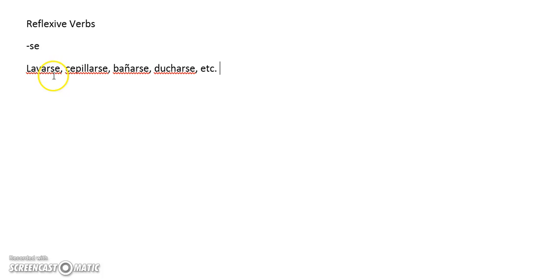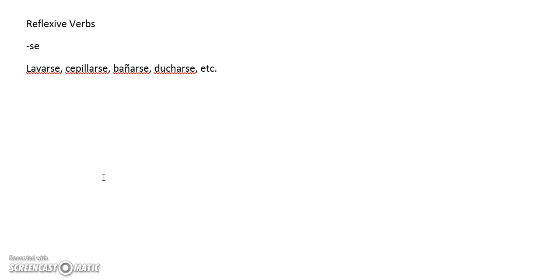There are a certain number of verbs in Spanish that are called reflexive verbs. You can find these verbs because there is generally a se on the end. Notice the dash. That does mean that there's something that comes before it, like lavarse, or cepillarse, or bañarse, or ducharse, etc. If you take off the se, you'll notice there's an AR on there, so it looks like a verb you're used to seeing.